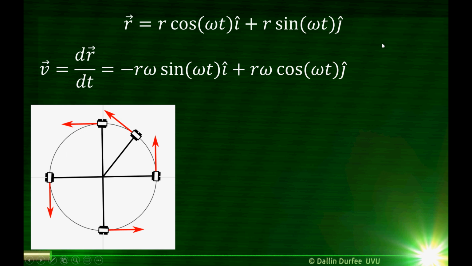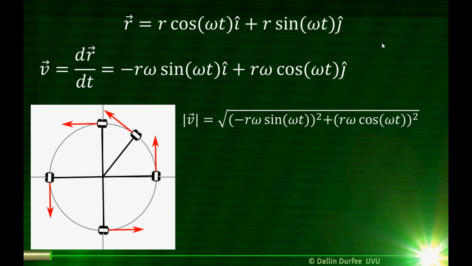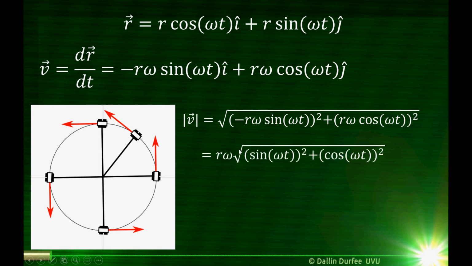Now, what is the magnitude of the velocity? Well, it's supposed to be a constant, right? That's what we were shooting for. Well, the magnitude is just the square root of the x component squared plus the y component squared, right? There's the x component, there's the y component. Now, when I square this, the minus sign goes away, and both of these terms have an r squared omega squared, so I can pull them out of the square root, and I'll get r omega times the square root of sine squared plus cosine squared. But sine squared plus cosine squared is 1. So the velocity is just r times omega. Hey, r and omega are constant, so it worked. Our velocity is indeed constant.